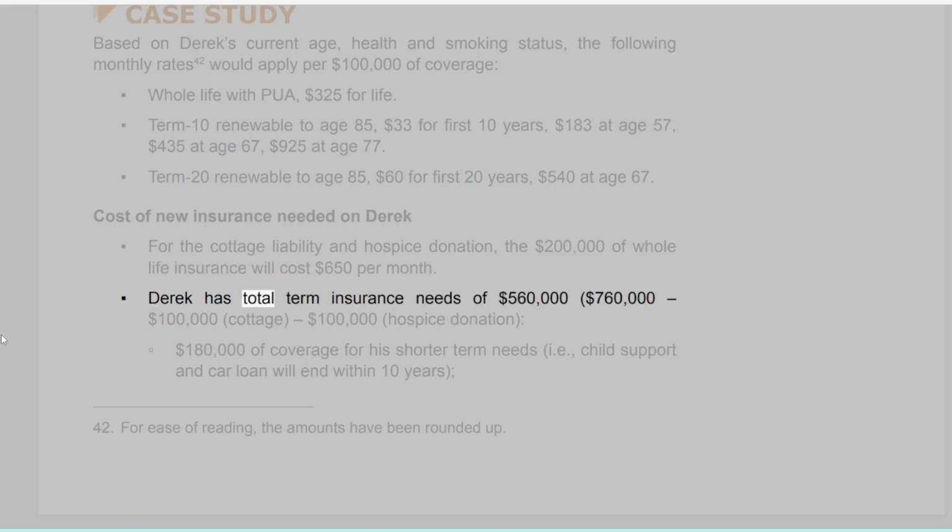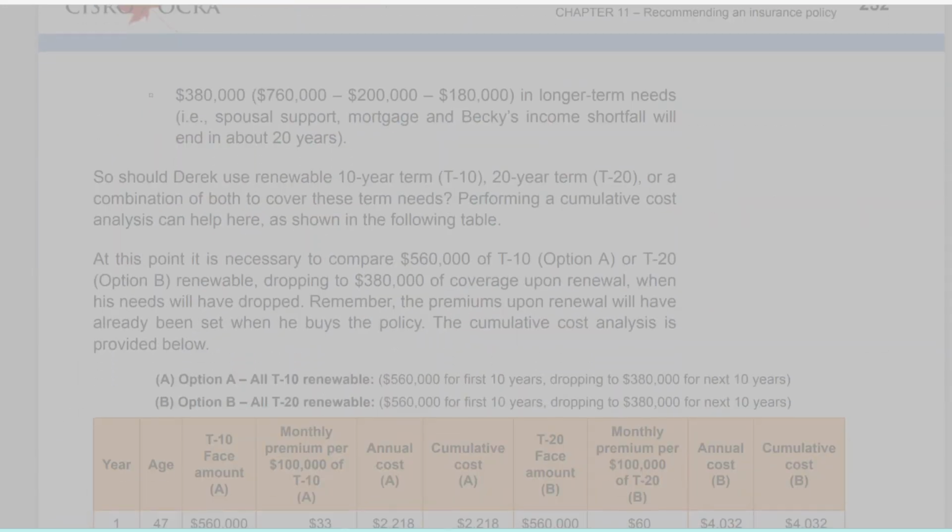Derek has total term insurance needs of $560,000: $760,000 minus $100,000 cottage minus $100,000 hospice donation. $180,000 of coverage is for his shorter term needs, i.e., child support and car loan, which will end within 10 years. $380,000 ($760,000 minus $200,000 minus $180,000) is for longer term needs, i.e., spousal support, mortgage, and Becky's income shortfall, which will end in about 20 years.